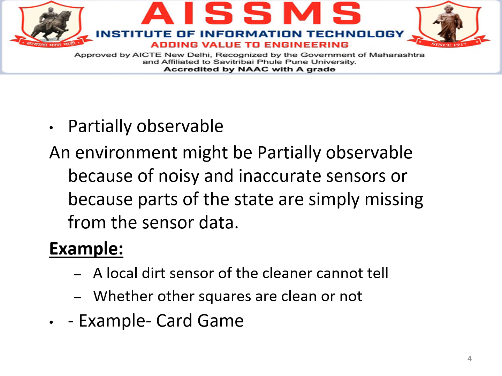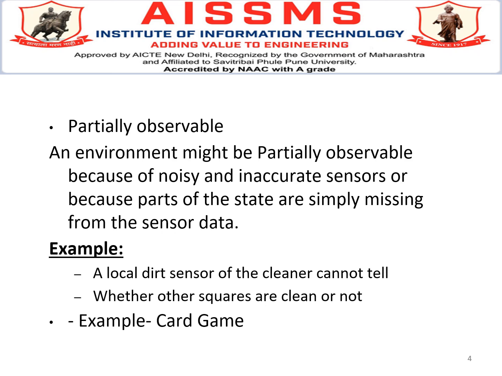The next one is partially observable. An environment might be partially observable because of noisy and inaccurate sensors, or because parts of the state are simply missing and some information is hidden. So that data is captured from the sensor. Partially observable means the agent has limited access to the state of the environment. Some information is hidden or uncertain due to sensor limitations or incomplete data.